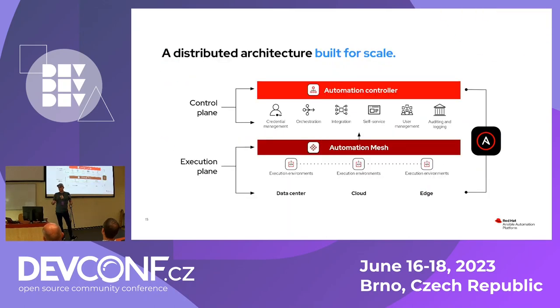Oh, most important part about this, though, is the execution plane at the bottom. So remember that Purdue model? You use the execution plane with a network mesh to be able to get into those different parts of the environment. So now you don't have to worry about 5,000 firewall rules to get to every device, one firewall rule, one execution node, and then that can go against all the things in that particular network segment.